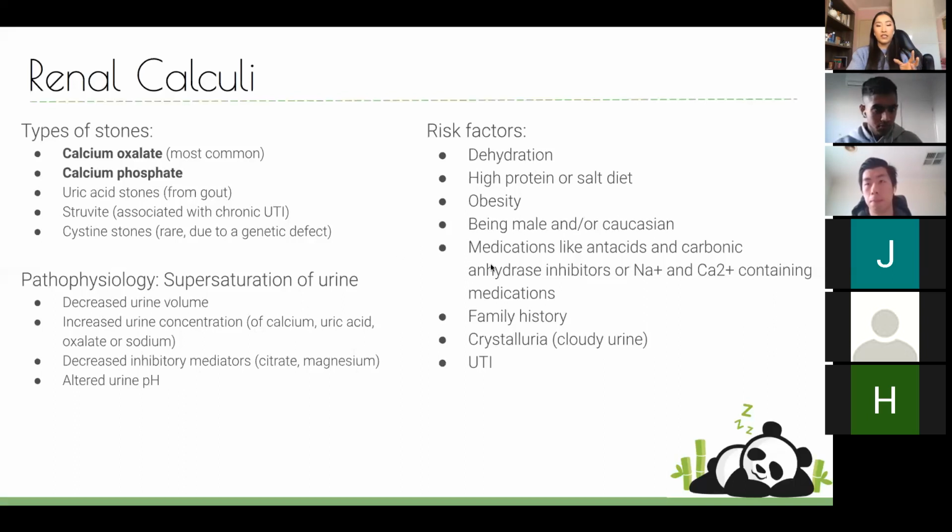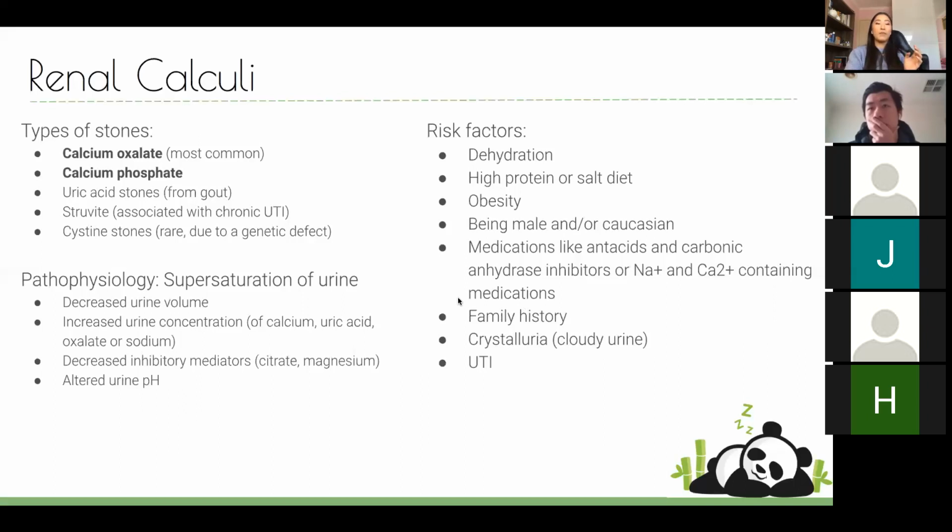In terms of risk factors, I've listed the ones that were given in the lecture. But really the main thing to know is the dehydration idea. So the classic presentation of renal calculi will be a male, middle-aged, construction worker. They've been working out in the heat all day. They barely drank water. They're dehydrated, and then as a result, they get stones. That's really your classic one. So that would probably be a calcium stone, just because they're the most common.